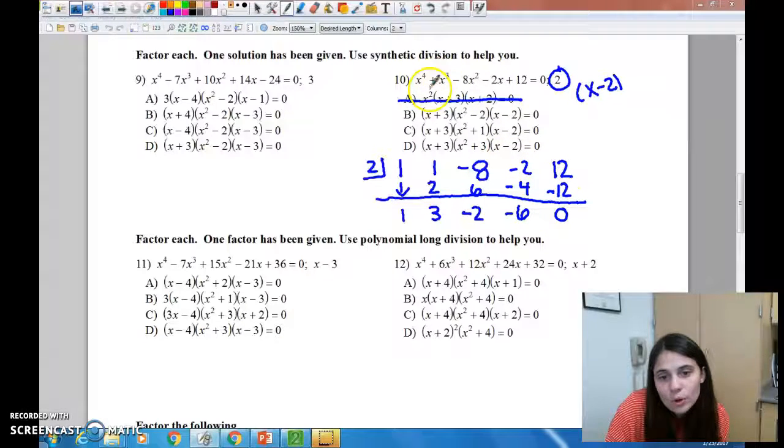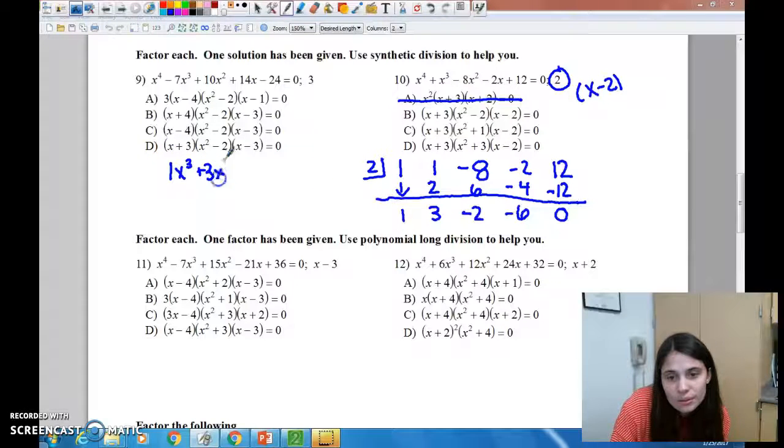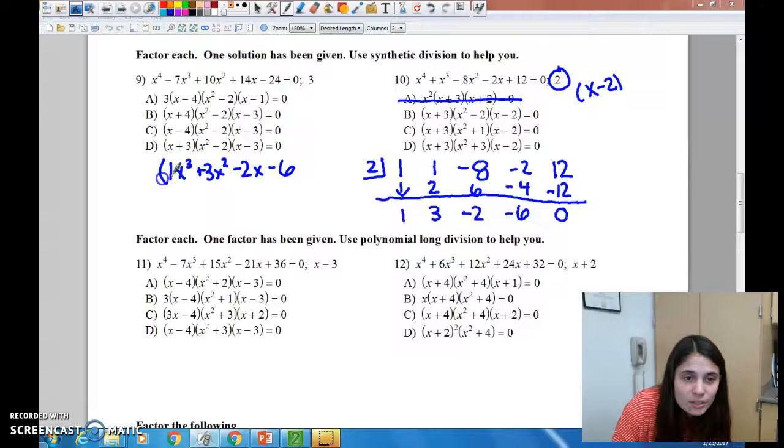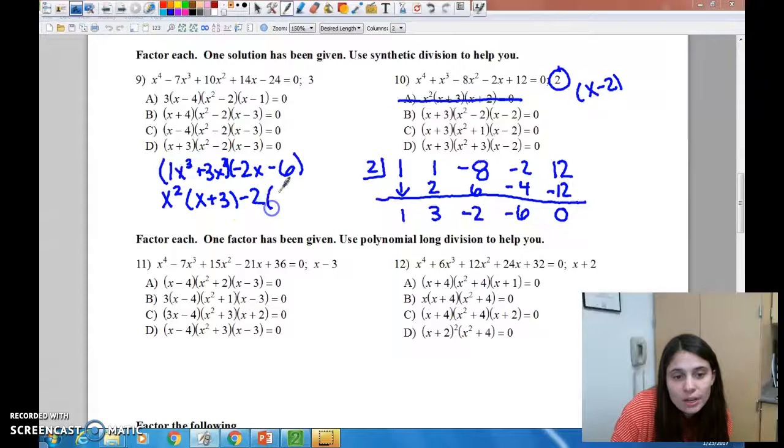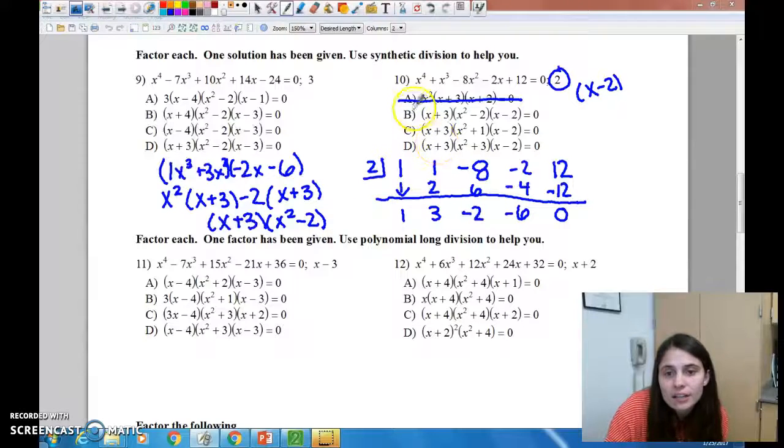So I started with an x to the 4th. I should now have an x to the 3rd. So I have 1x to the 3rd plus 3x squared minus 2x minus 6. And again, I have 4 terms, so I'm going to factor by grouping. So on this side, I can take out an x squared, and I'm left with x plus 3. This side, I take out a -2, and I'm left with x plus 3. So this factors to x plus 3 times x squared minus 2, which if I look here is option B. X plus 3, x squared minus 2, and my x minus 2.